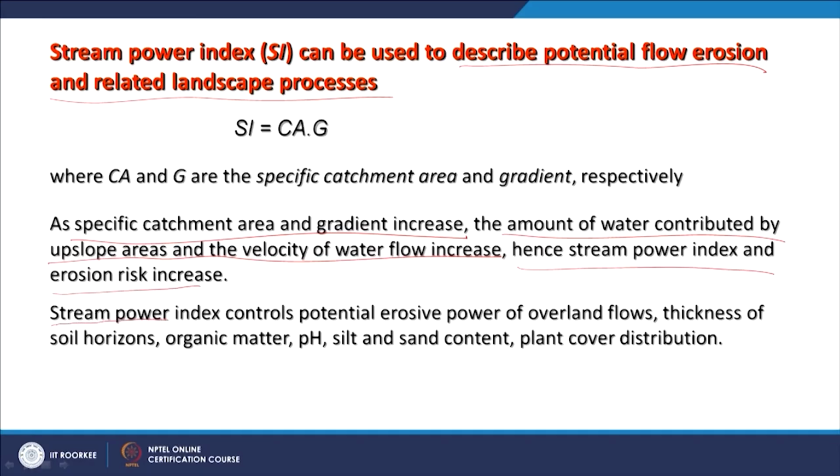Whereas, the stream power index controls potential erosive power of overland flows, thickness of the soil horizons, organic matter, pH, silt and sand content, and obviously plant cover distribution that will create impedance. So, for a realistic picture, everything has to be included, including land use and forest cover and vegetation, everything. Of course, slope will also play a very important role, and soil type and geology and other things.